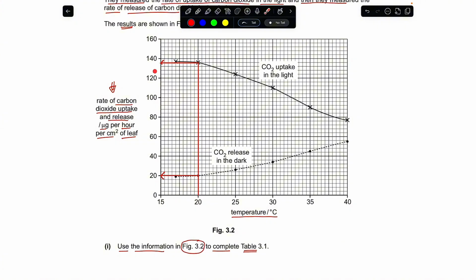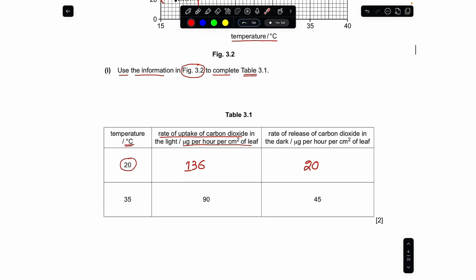From here I am coming toward the curve where we see the carbon dioxide uptake in the light, and you see from here I am coming to this part of the graph. Now you notice that between 140 and 120 we are given 5 small boxes, so each box would represent 4 units. So from 20 I am coming here, and the uptake is 124, 128, 132, and this is 136. So that is why we are writing 136 here. And next he says you have to give us a value at the same temperature of 20 for the rate of release of carbon dioxide.